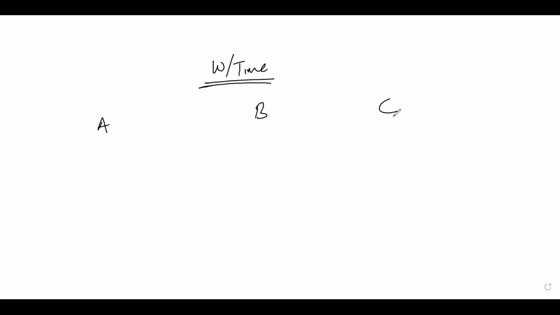So this machine A can complete a particular task in, let's say, 3 hours. That same task can be completed by machine B in 5 hours, and by machine C in, let's say, 6 hours. Now the question is, how much time will they take to complete that same task if they are working together, starting at the same time?